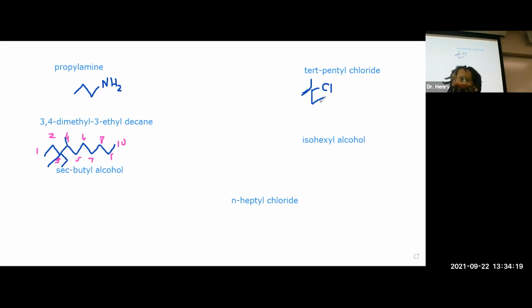Yeah, so the tert in tert-pentyl is making reference to the hydrocarbon, not the thing attached to it. So the halogen is going to be attached to this, but the tert is making reference to this structure.